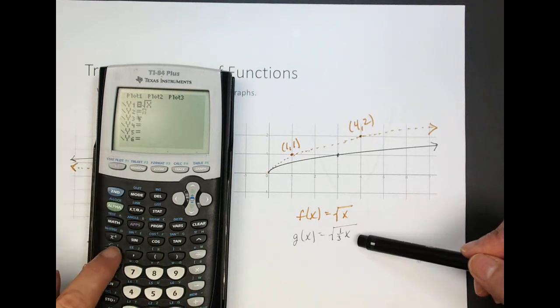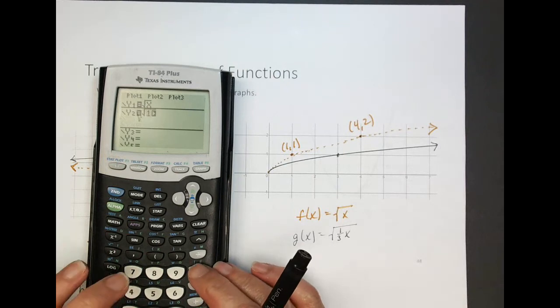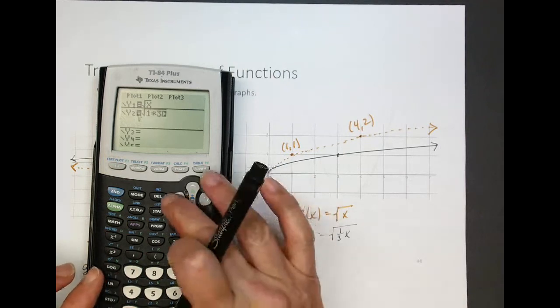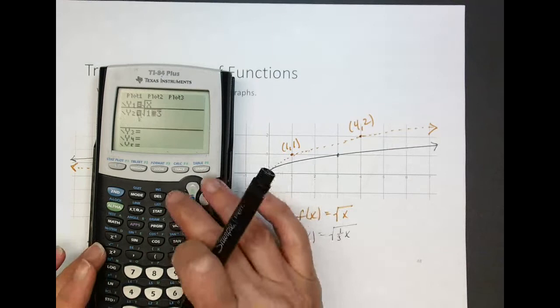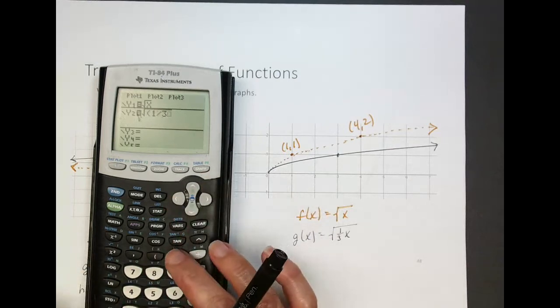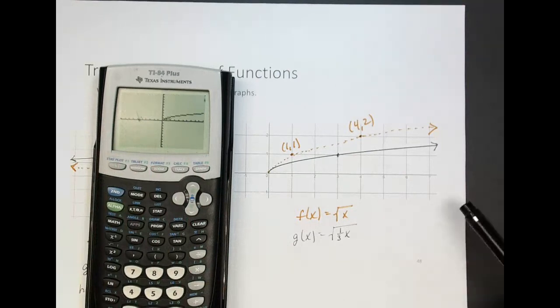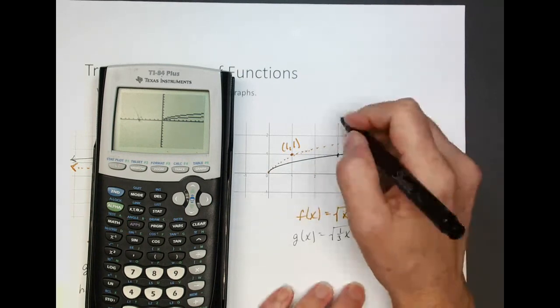Let's do it this way. Of 1/3. Oops, not times. I'm going to have to use parentheses. 1 divided by 3, so that's 1/3 x. Okay, let's see what happens. Now I'm looking at my graph. It's looking good so far, but I need to investigate some specific points to make sure that they match the points that I've identified on my graph.